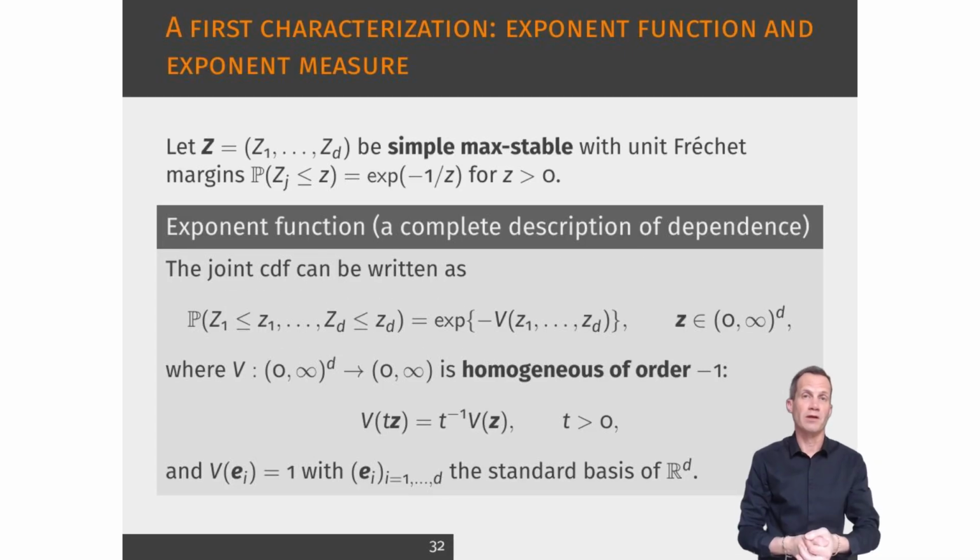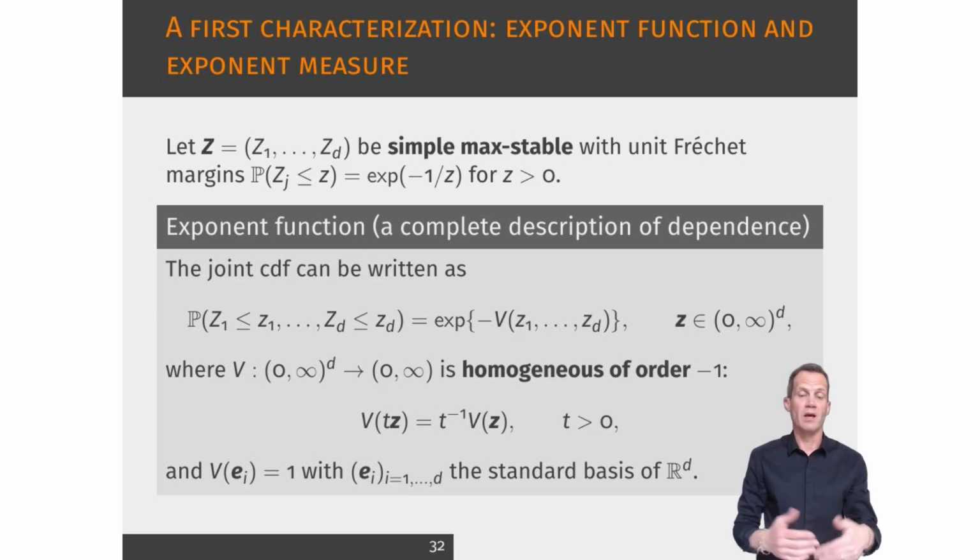We first consider a simple max stable vector with unit Fréchet margins. The joint distribution can be written through an exponent function displayed on the slide. This exponent function gives a complete description of the dependence structure. Its key property is homogeneity. If all components are multiplied by the same factor, the exponent function changes in a simple inverse way. The normalization conditions ensure that the margins remain unit Fréchet.